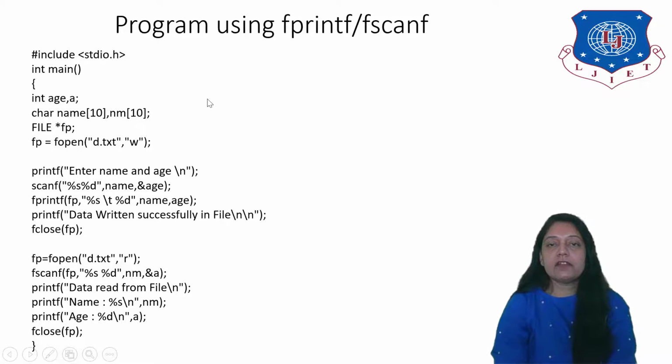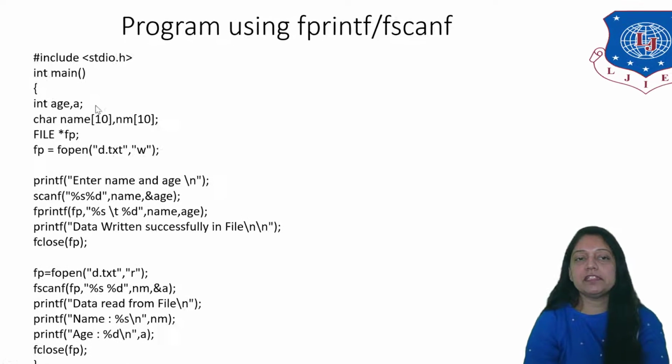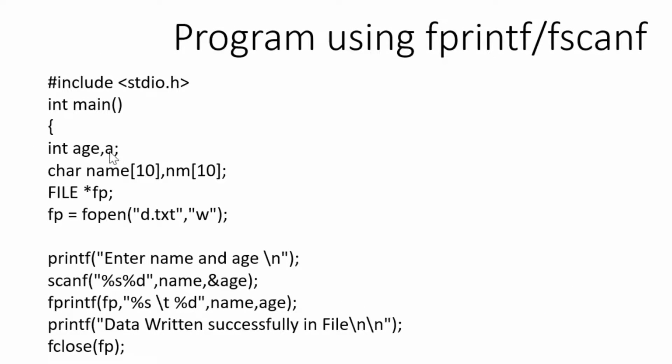So let's see the program of fprintf and fscanf. What I want to do is store the name and age of a person in a file in a specific format. For that, I'm declaring two variables, age and a for age, of integer data type, and a character array name, nm, for storing the name. Then declare the file pointer. First open the file for writing purpose.